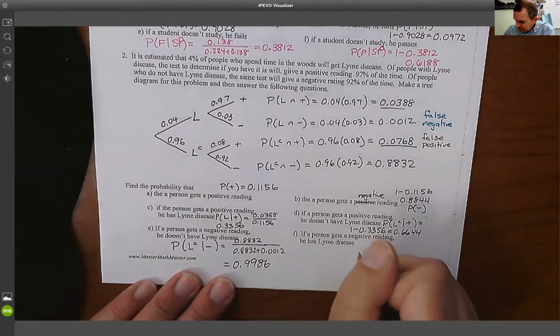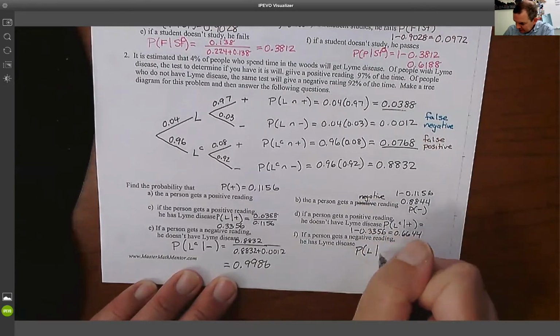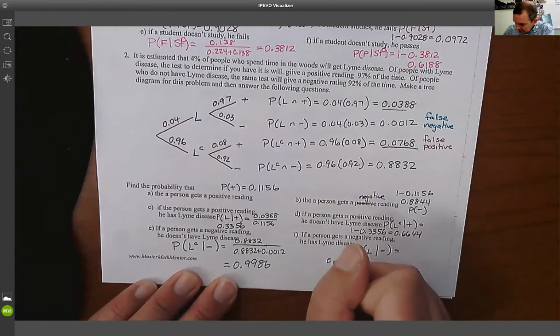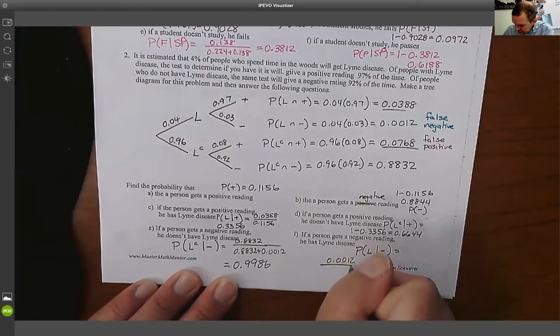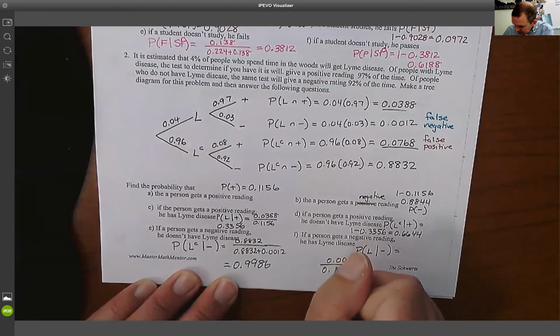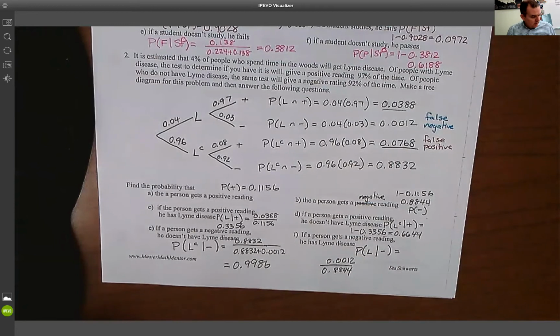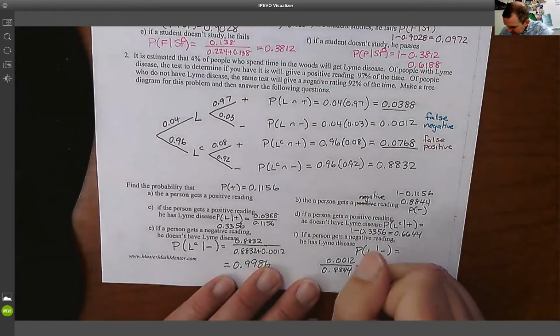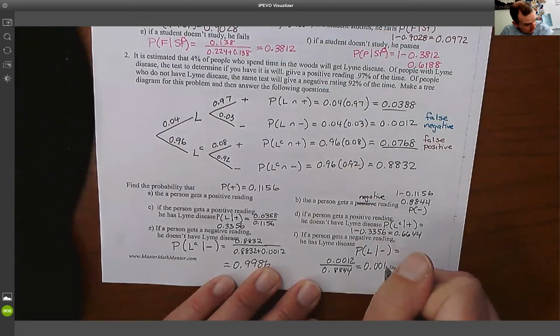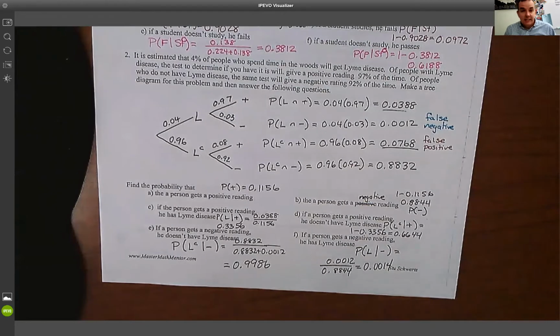In this case, it says what's the probability that someone has Lyme disease given they had a negative test result. That's going to be 0.0012 out of the 0.8844. And when I do that, we find that this is 0.0014. So what this is saying is that if I get a negative test, there's a less than 1% chance that that person actually has Lyme disease. So again, the chance of someone actually having Lyme disease with a negative test is less than 1%.